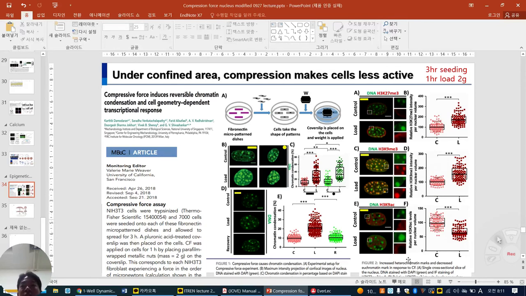But in this system, how K27, K9 methylation and K9 acetylation are changed, you should always remember this kind of system. You have to see this when you want to say how epigenetic changes happen. And then there, 3 hours of settling, and then 1 hour of loading, 2 grams. Okay, very early time. Because, as you know, at early time they remove all kinds of cell cycle effects and other things, and usually cell morphology changes. So this is the reason why they use this system.